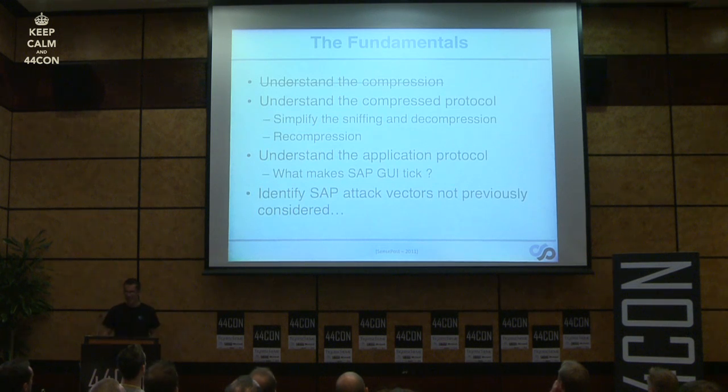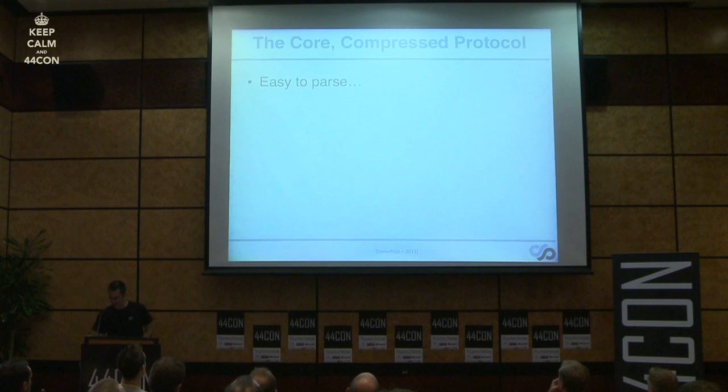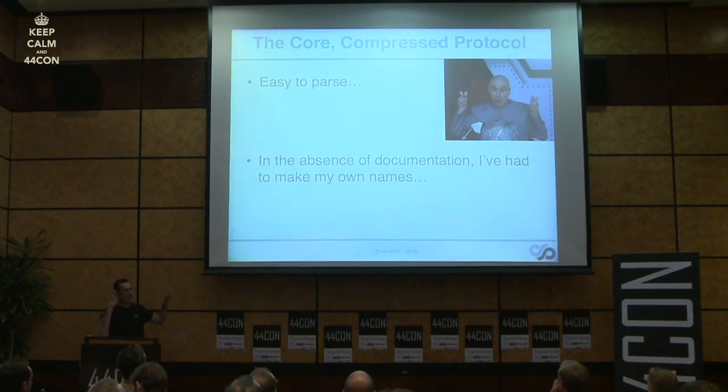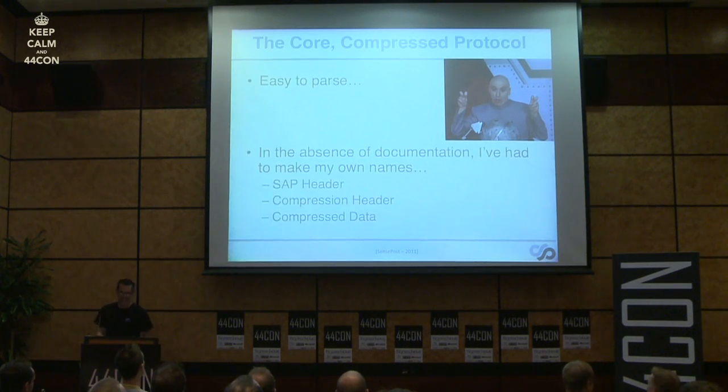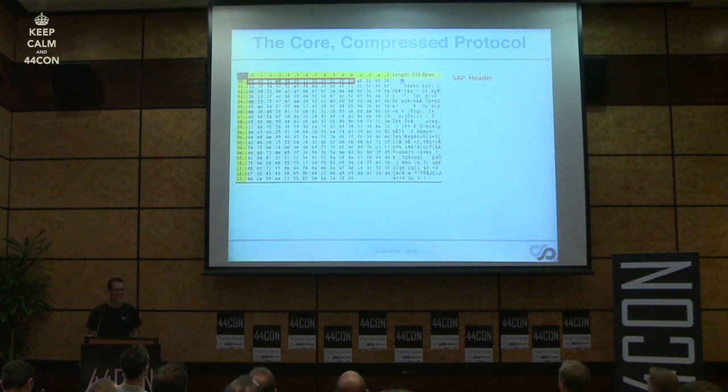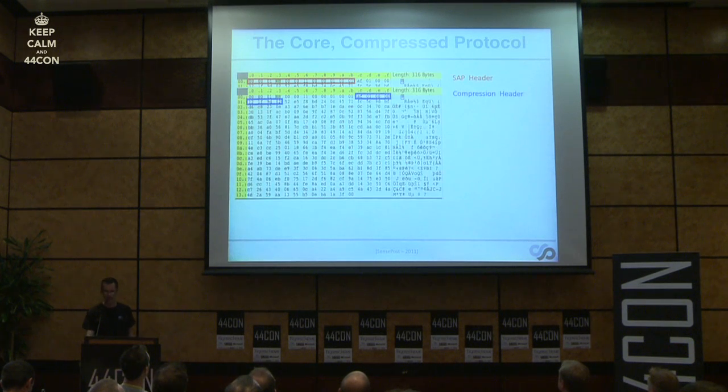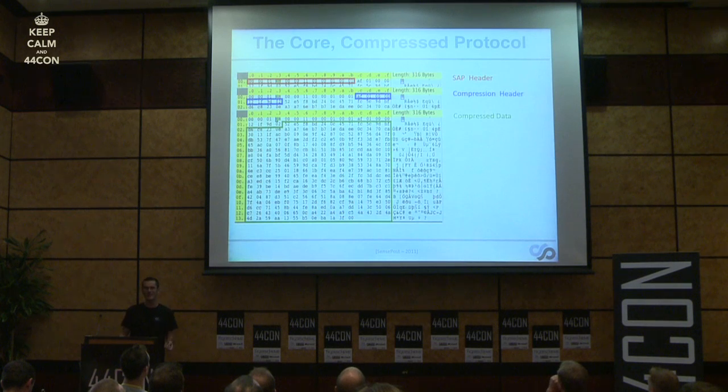So, okay, understanding the compressed protocol, let's have a look at it. It's fairly easy to parse. There's no information, so I've invented a couple of terms over here. But basically, it consists of three parts. You've got what I've called the SAP header, something called the compression header, and then finally compressed data. They look like that. You've got the SAP header, which is the first 12 bytes. You've got 8 bytes, which include the magic, which define various parameters surrounding the compression. And then the rest of the message is compressed information.